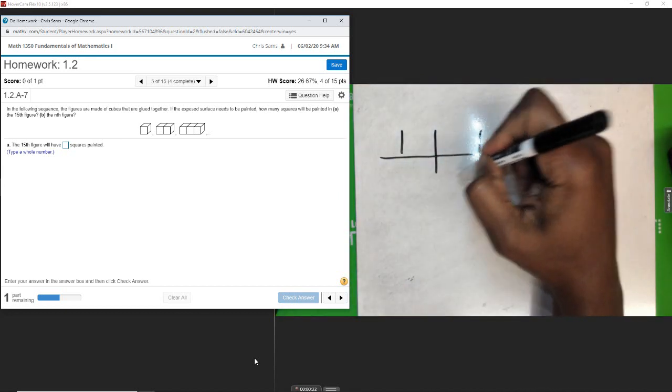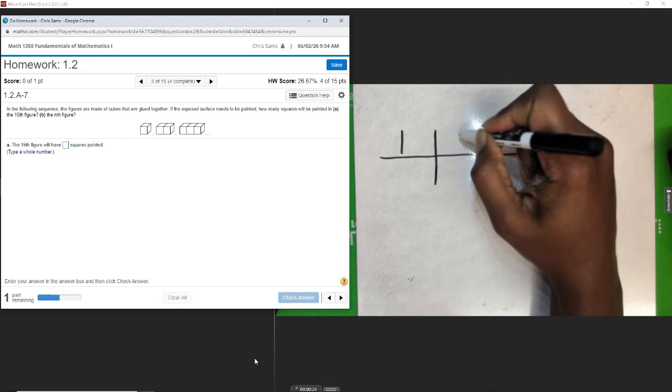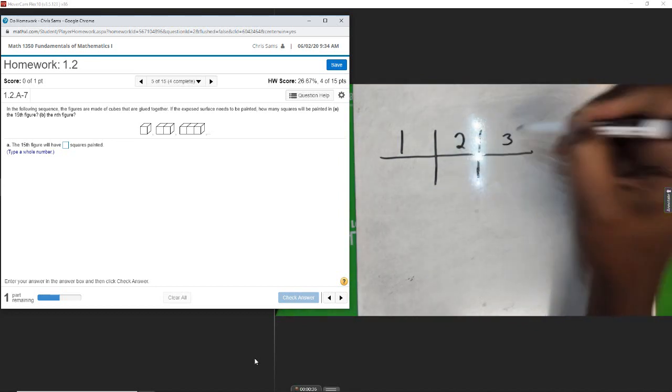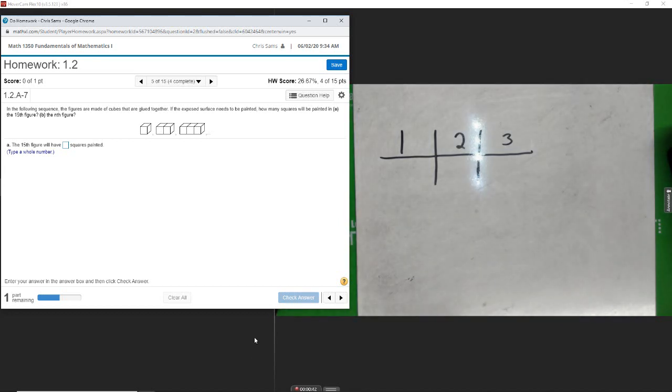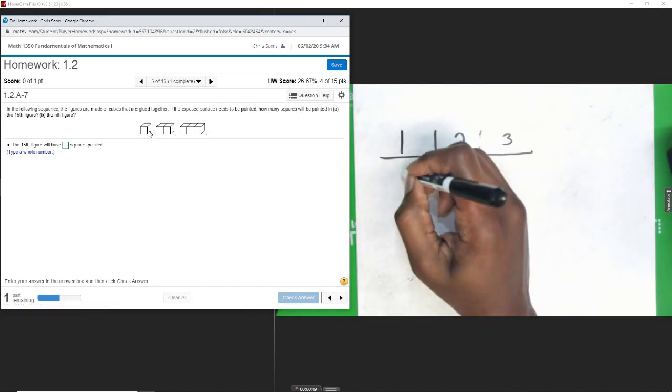First, second, third, we're given three. All right, in the first one, we have a cube. All the sides are exposed. We have six, if you count the sides: front, back, top, bottom, left, and right. There are six sides that would have to be painted.